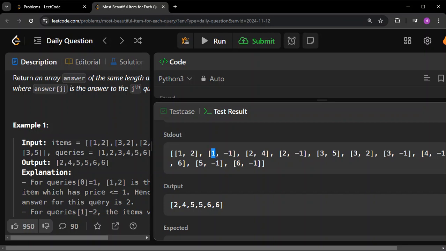For this particular query, remember, whenever -1 is there, that is inserted by me. So for this query, what is the answer? The answer is going to be 2. Similarly, for this query, what is the answer? The answer is going to be 4 here. That is the highest value.